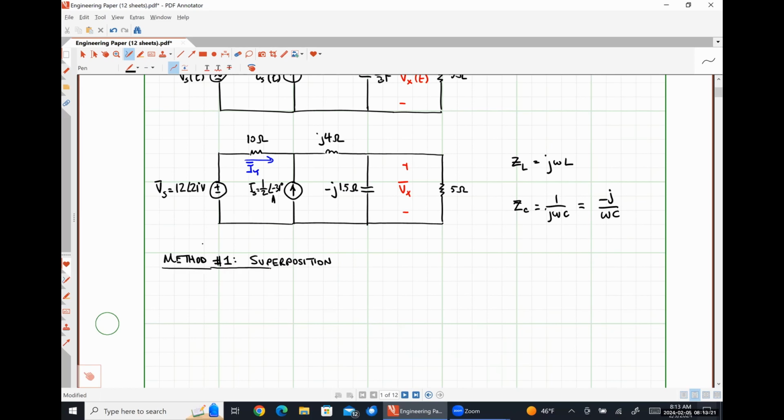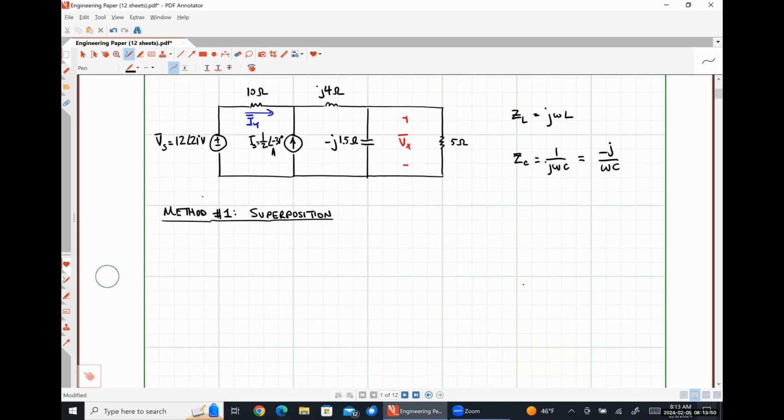So, using superposition, it's been a minute since we've done this. That's that technique that we learned where we have one source on with all of the other sources off, analyze the circuit, then have another source on, all of the other sources off, analyze the circuit, and then we repeat that over and over for however many sources there are, and we just combine the results at the end. Okay. So let's start with our voltage source on and our current source off.